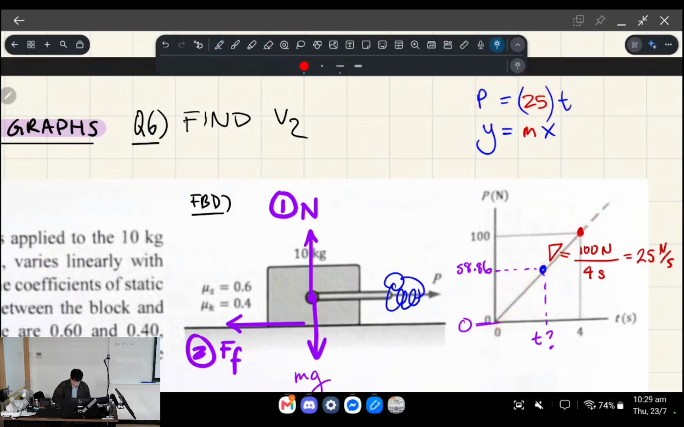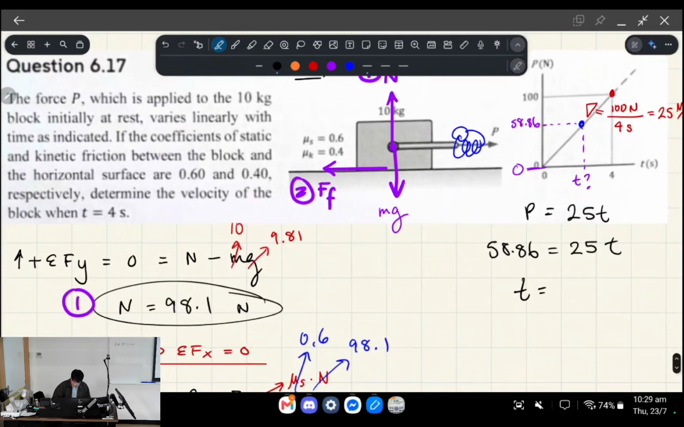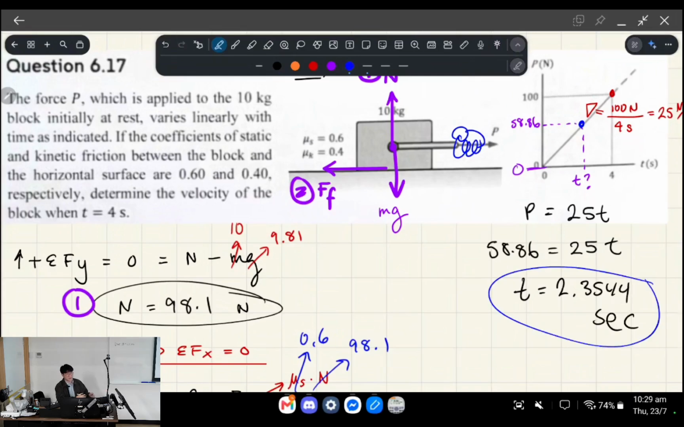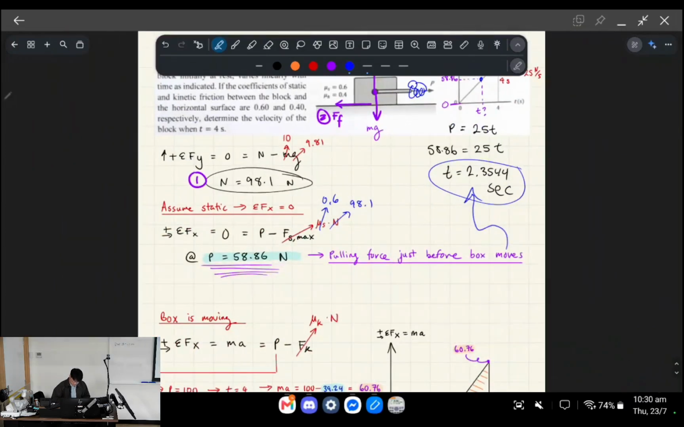of this line. So now we can plug in P and solve for t. Let me write that again: P is 25t. We know what P is because we calculated it a second ago, and we can rearrange for t. So at time t equal to 2.3544 seconds, this is how long it takes before the box moves. Does that make sense?